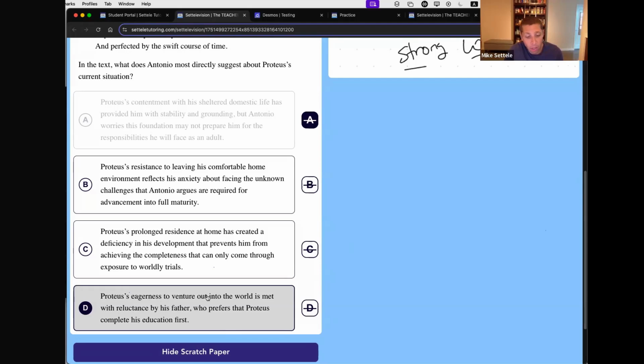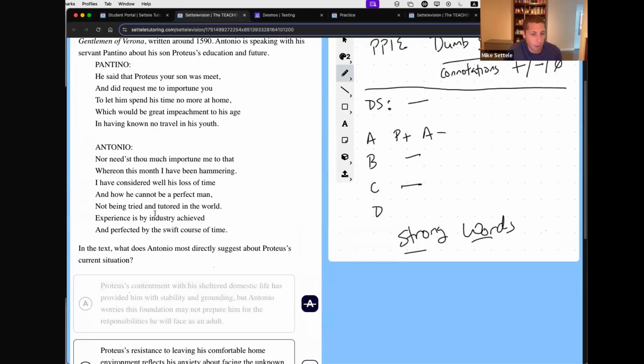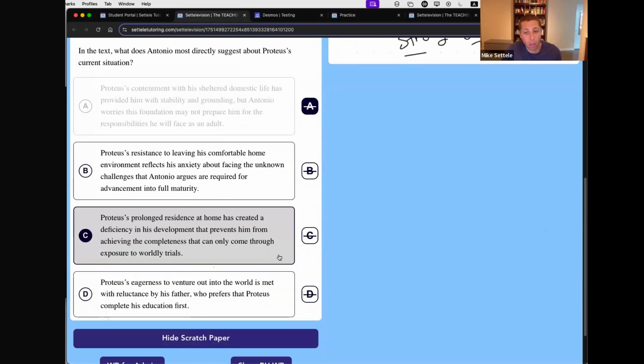D, Proteus's eagerness to venture out into the world is met with reluctance by his father, who prefers that Proteus complete his education first. Well, reluctance is a negative word, but prefer, we're starting to get positive here. This sounds like he prefers the kid stay home, but I don't think so. It says he can't be a perfect man unless he's out in the world, right? So this is also positive on the idea of staying home. That's not what we want either. So maybe we've got this ability to even break it down further into two people's opinions. And that can help us eliminate some choices because these are long.